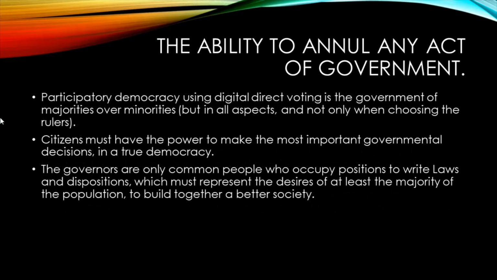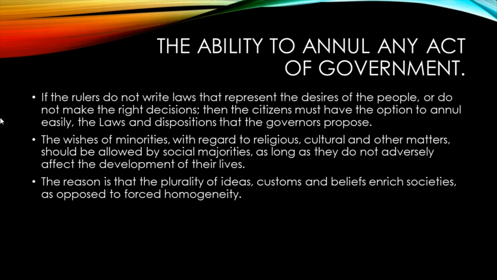Participatory democracy using digital direct voting is the government of majorities over minorities, but in all aspects, and not only when choosing the rulers. Citizens must have the power to make the most important governmental decisions in a true democracy. The governors are only common people who occupy positions to write laws and dispositions, which must represent the desires of at least the majority of the population, to build together a better society. If the rulers do not write laws that represent the desires of the people, or do not make the right decisions, then the citizens must have the option to easily annul the laws and dispositions that the governors propose.